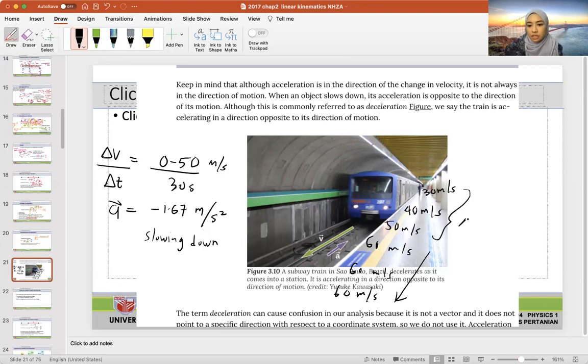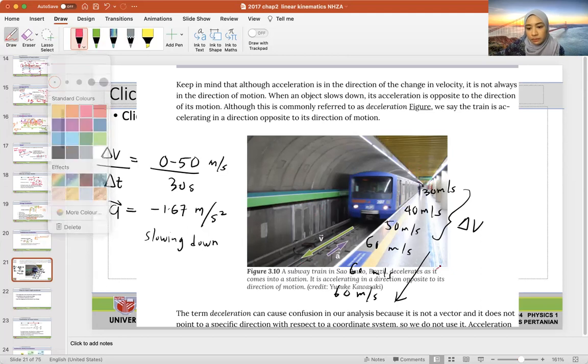So there is a change in velocity over here, and the change in velocity over here is positive over the duration of time. What about over here? What is my acceleration over here from 60 to 60 to 60?